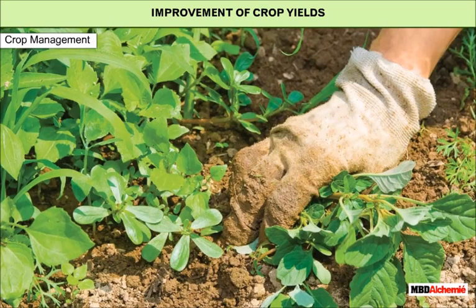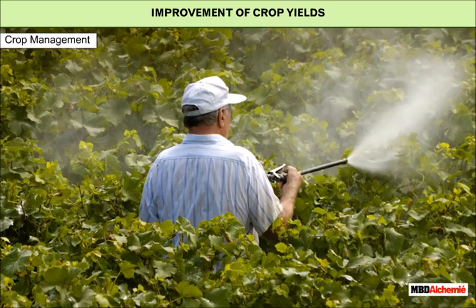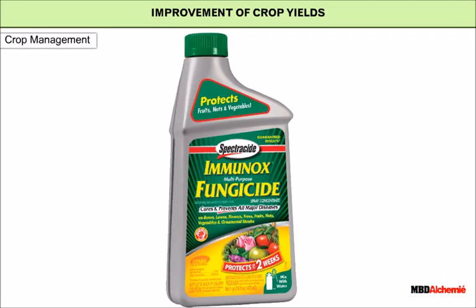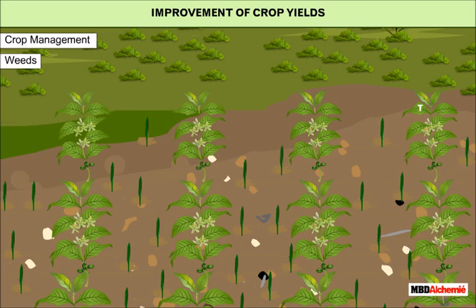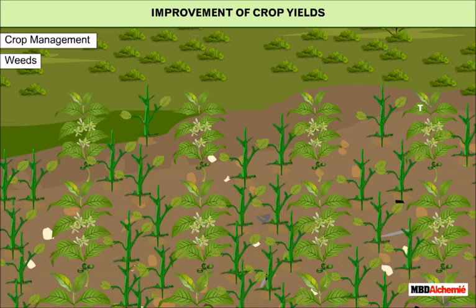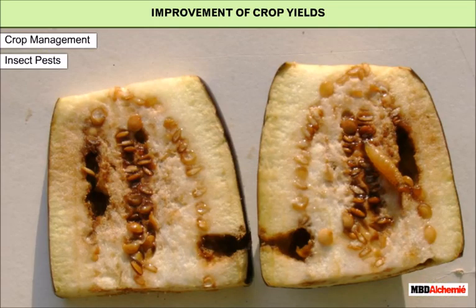Crop management. Weeds, insects, and pests infest the field crops. These can be controlled by using pesticides, weedicides, insecticides, fungicides, etc. Weeds. Weeds are unwanted plants which grow on their own along with crop plants, for example, Parthenium, Xanthium, etc. Insect pests. These usually attack plants by cutting plant parts, sucking cell sap, boring holes into stems and fruits.